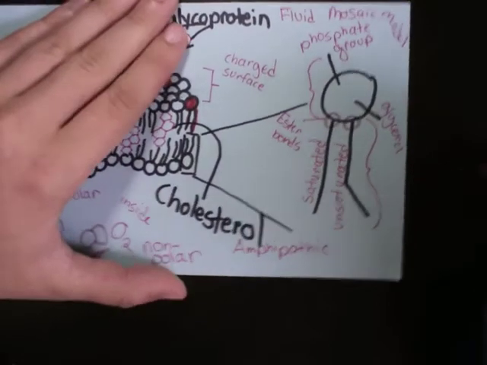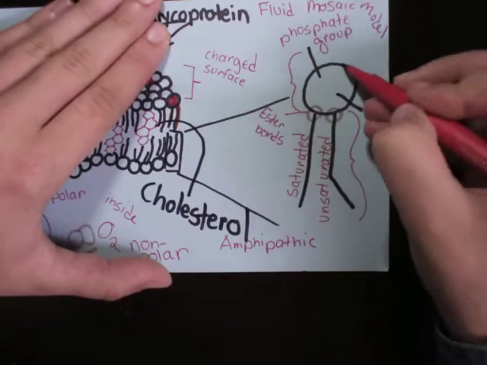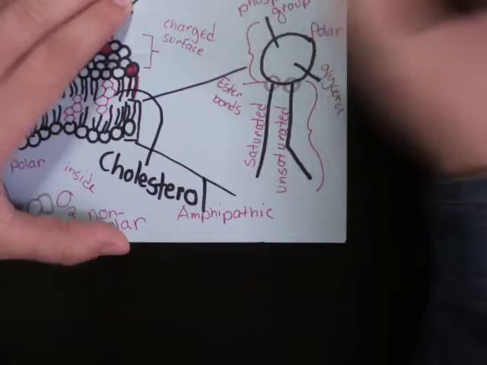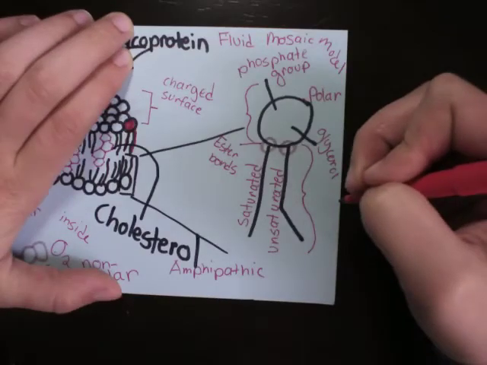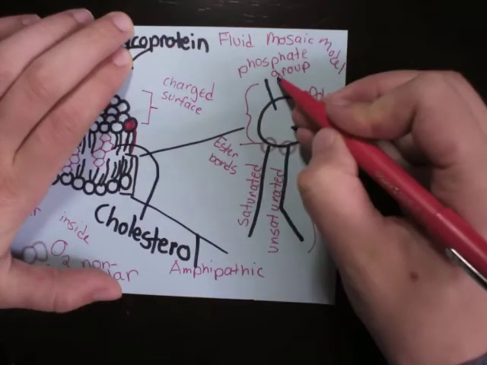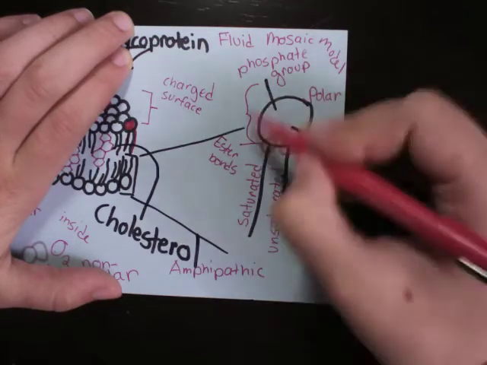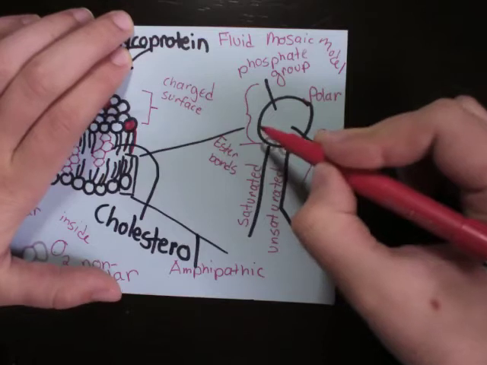What are they made of? The hydrophilic head is polar. It needs to be polar to be hydrophilic. What is it made of that makes it polar? It has a phosphate group and a glycerol. That makes up the entire hydrophilic head.